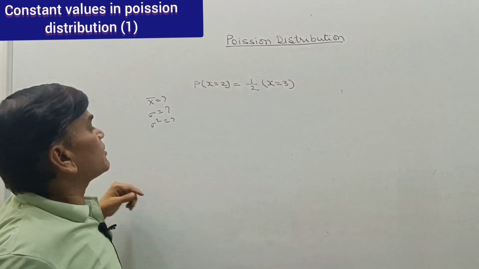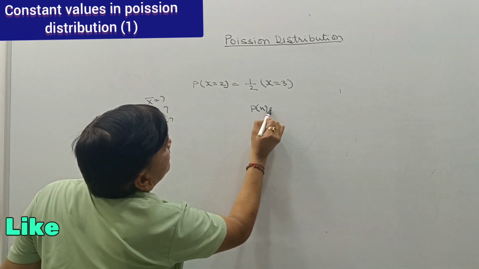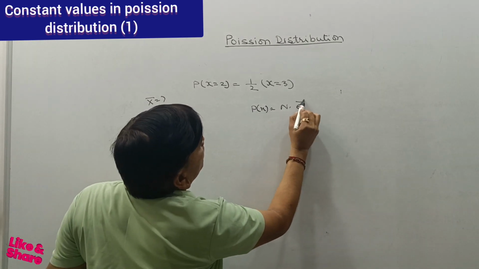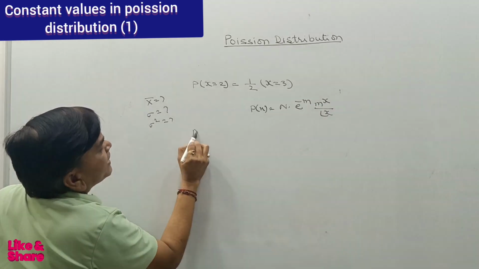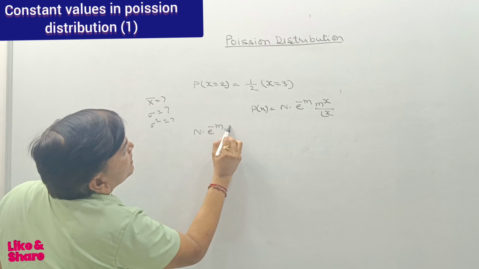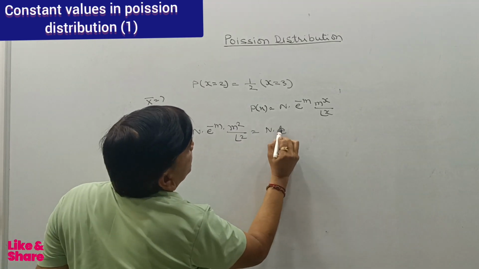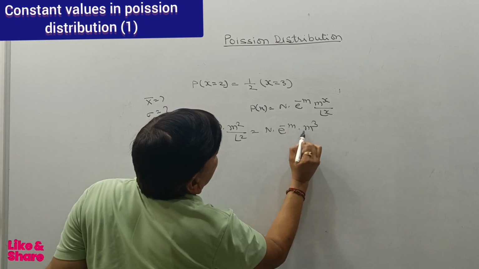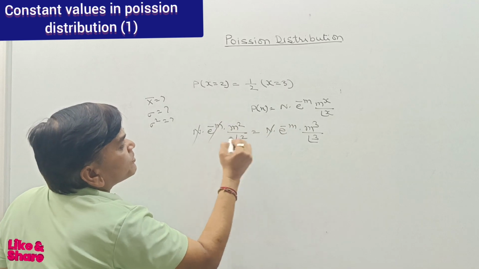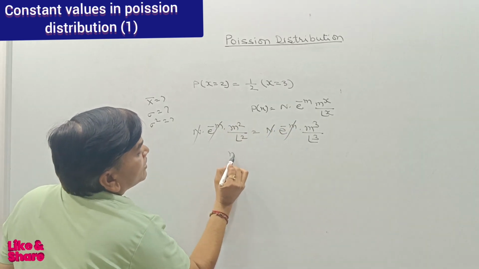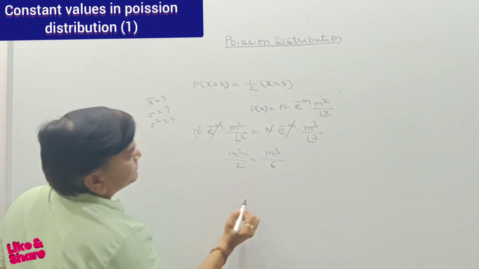So 3 success half is over there. The formula for this is e raised to power minus m, m raised to power x upon factorial x. So we write e raised to power minus m, m raised to power 2 upon factorial 2, and e raised to power minus m, m raised to power 3 upon factorial 3. e raised to power minus m cancels, so m squared upon 2 is m raised to power 3 upon 6.